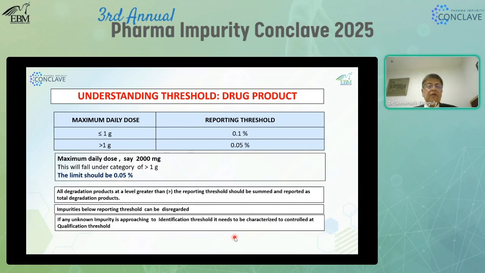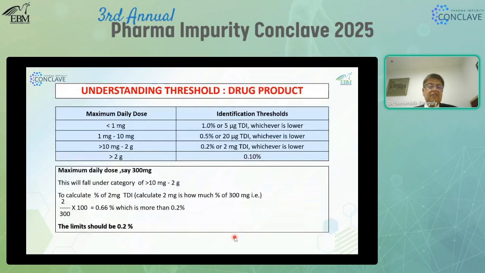Okay. Now, identification threshold. What is the guideline? Again, it is starting from less than 1 mg, or 1 mg to 10 mg, greater than 10 mg to 2 gram. These are the categories based on the maximum daily dose. And if you see, the identification threshold keeps on changing based on your maximum daily dose. Here also I try to produce one calculation.